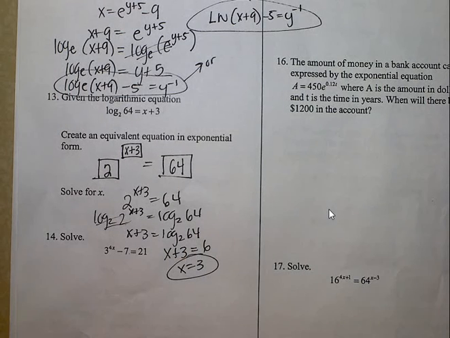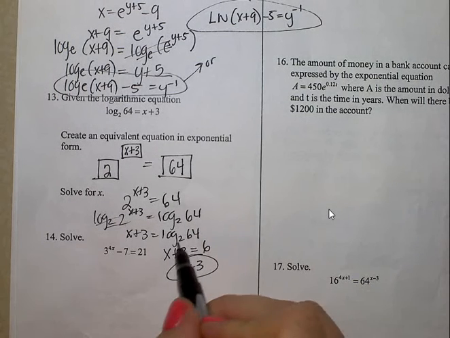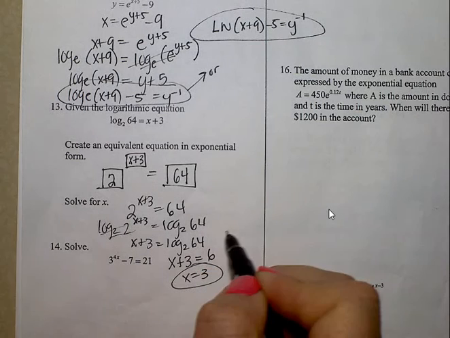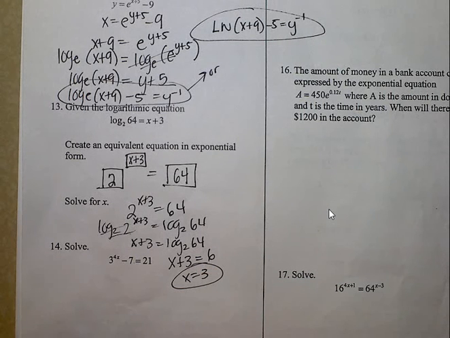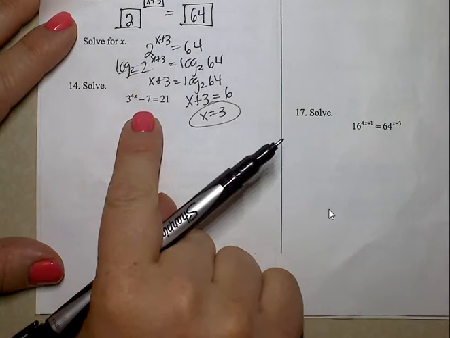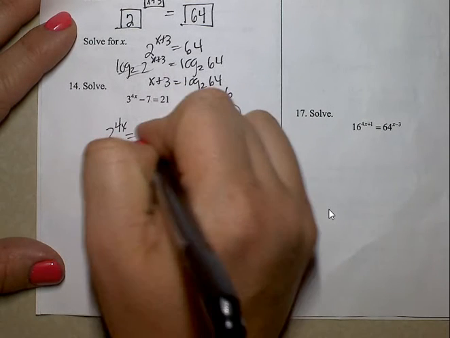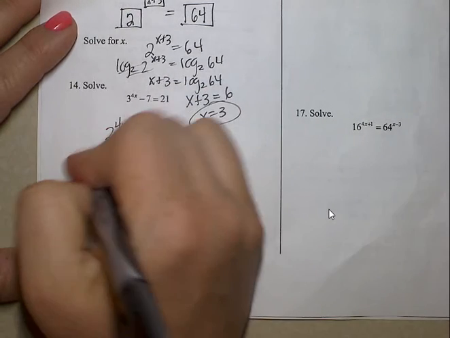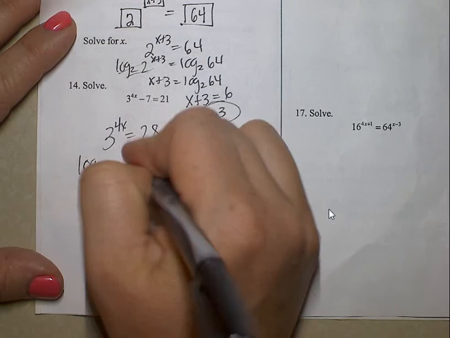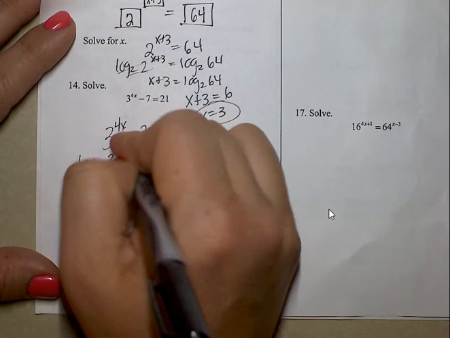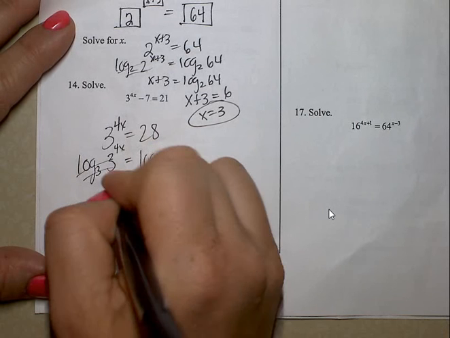What if it wasn't a nice answer? What if it was like log base 2 of 70? Well, then you could leave it in that form and subtract 3 behind the whole thing. Going on to number 14. Start by adding 7 to the opposite side. To eliminate the 3, I'm going to do a log base 3. Log base 3 and 3 cancel out, and the 4x comes down.